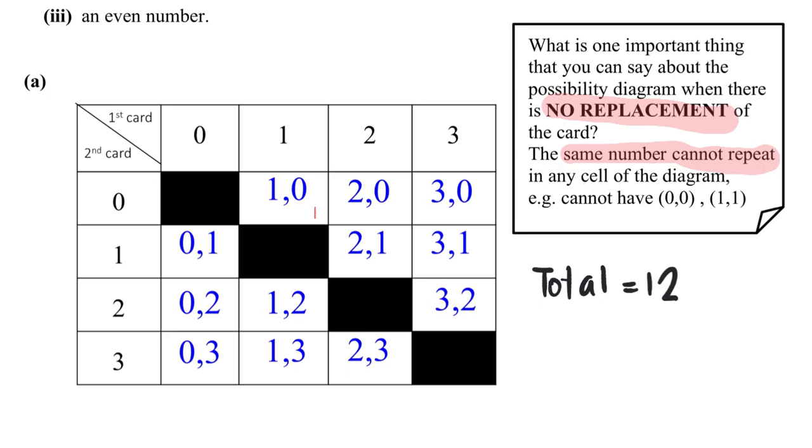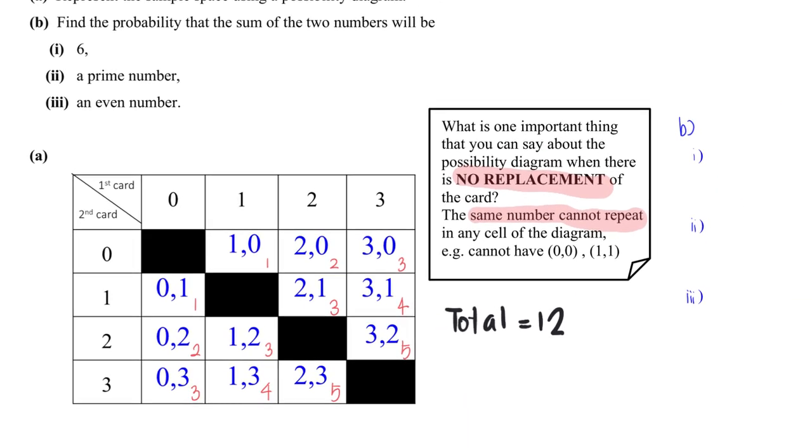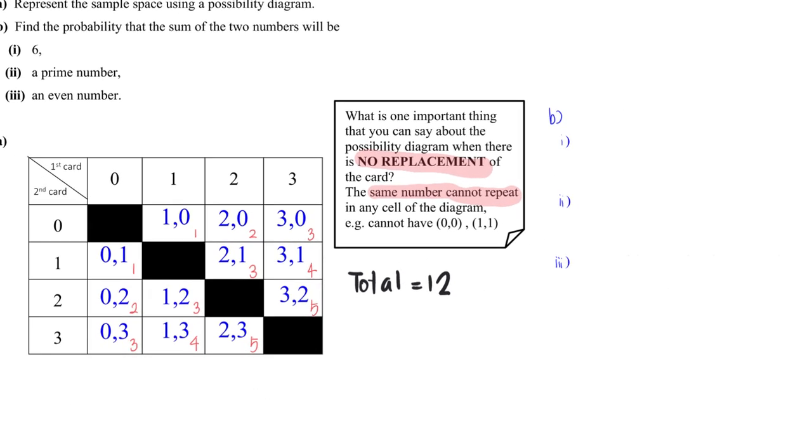The sums here will be 1, 2, 3. 3 plus 0 is 3. 2 plus 1 is 3, and this is 4, and this is 5. Again, this is 1, 2 and 3, 3 and 4 and 5. Now that I have all the sums, is there any possibility that the sum of the two numbers is 6? No. So that is an impossible event, and therefore the answer is 0. So that is not possible.